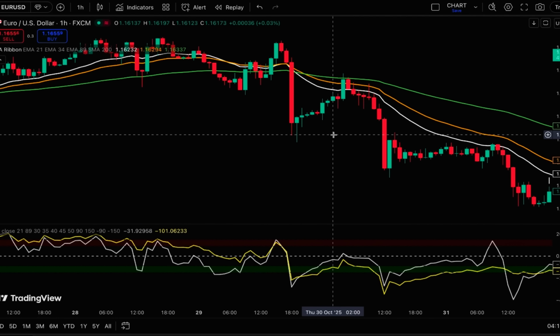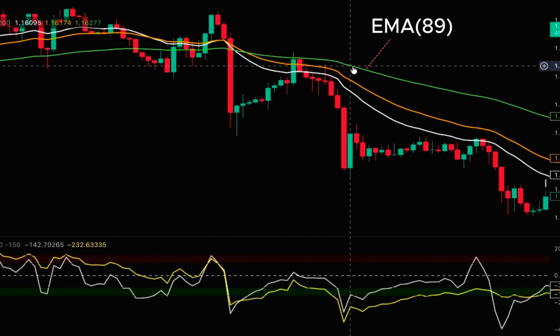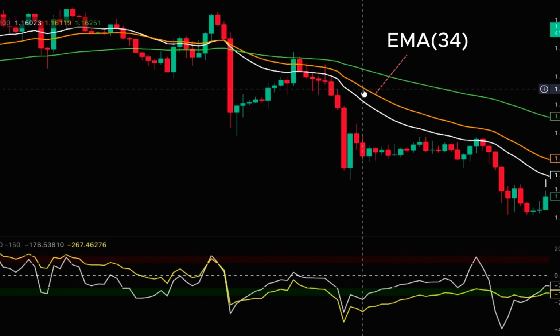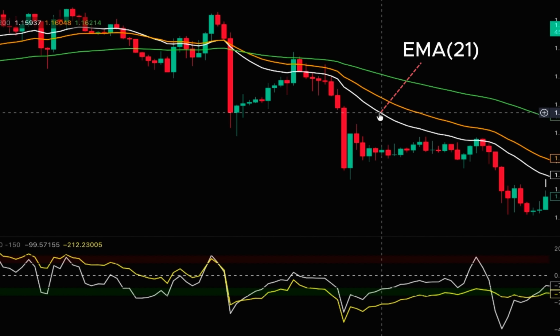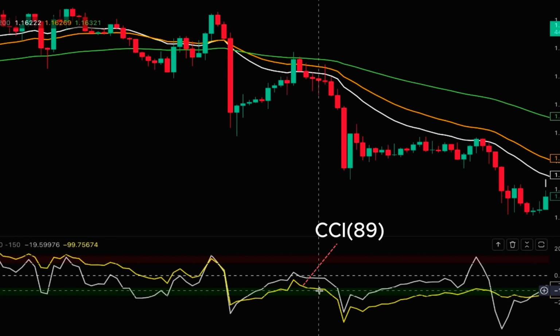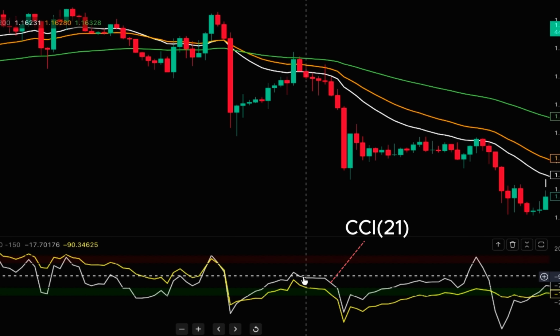If you remember, this green line here is an EMA with length of 89. This orange line is an EMA with length of 34, and this white line here is an EMA with length of 21. And then here we have this yellow line, which is a CCI with length of 89, and we have this gray line here, which is a CCI with length of 21.